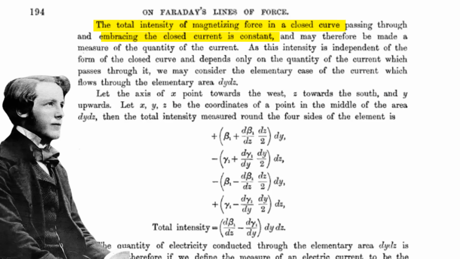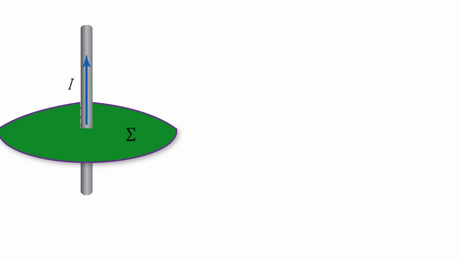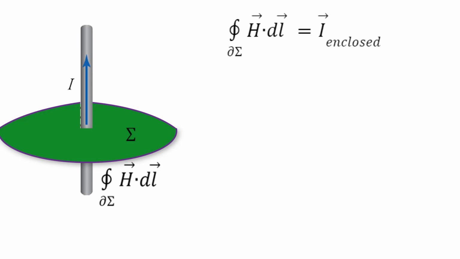In late 1855 and early 1856, Maxwell stated that if a magnetic field in a closed curve is constant over time, it can be made to be a measure of the quantity of current which passes through it. Maxwell then imagined a flat or open surface with a perimeter surrounding a current. Under Maxwell's logic, the integral of a magnetic field H around a current is equal to the current enclosed by that surface. So the integral of H dot dl equals I enclosed.